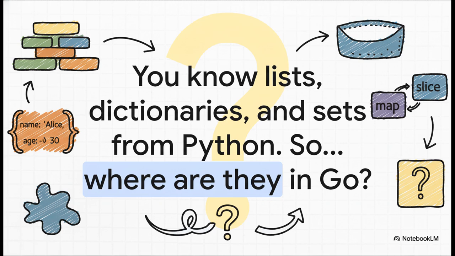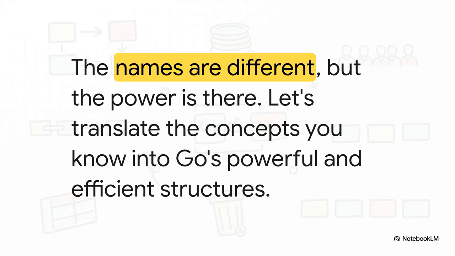Okay, let's be real. If you're coming from Python or Java or pretty much any other big language, this question hits you almost immediately. You know the drill. You need a list, a dictionary, a set. You open up Go and you're thinking, wait a minute, where's everything? It can feel like something's missing, but I promise you, it's not. There's just a different, really elegant way of thinking about it. And that's exactly what we're going to do today.